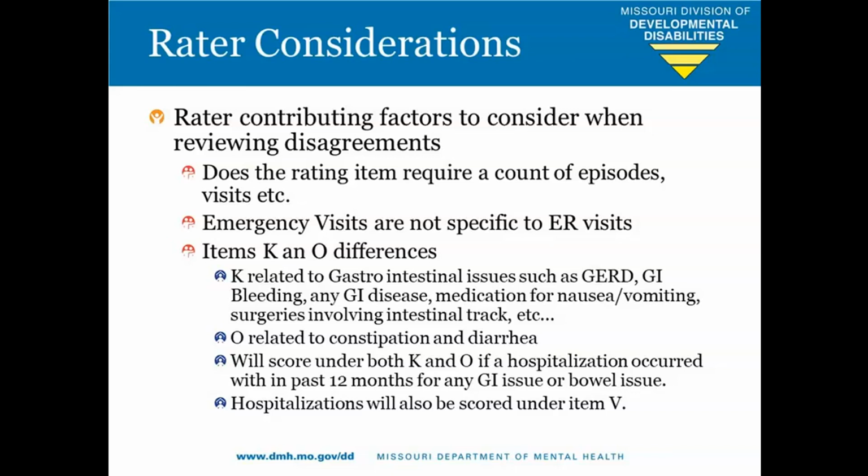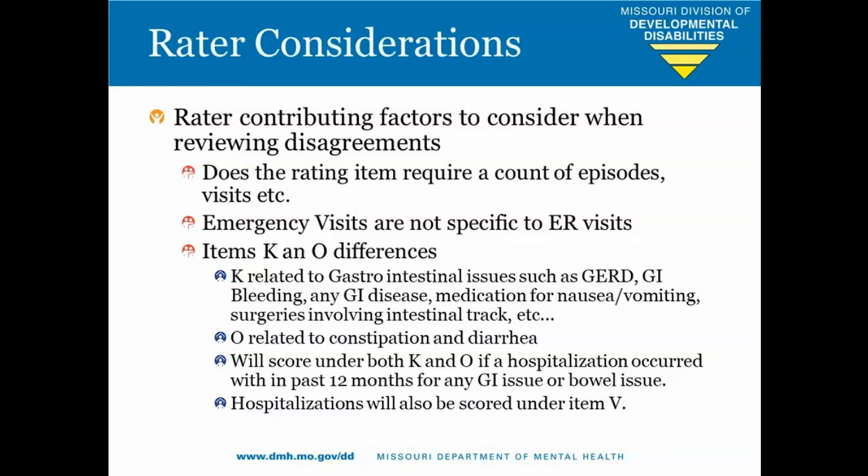Finally, understanding the differences between items K and O. Rating item K is related to GI issues and does not include episodes of constipation or diarrhea. This gets confusing when we talk about fecal impactions or bowel obstructions, which are included in item K. Fecal impaction and bowel obstructions require a more invasive procedure to correct than simple constipation, which would require the person to score a 4 in this rating item and also rating item O and possibly rating item V.